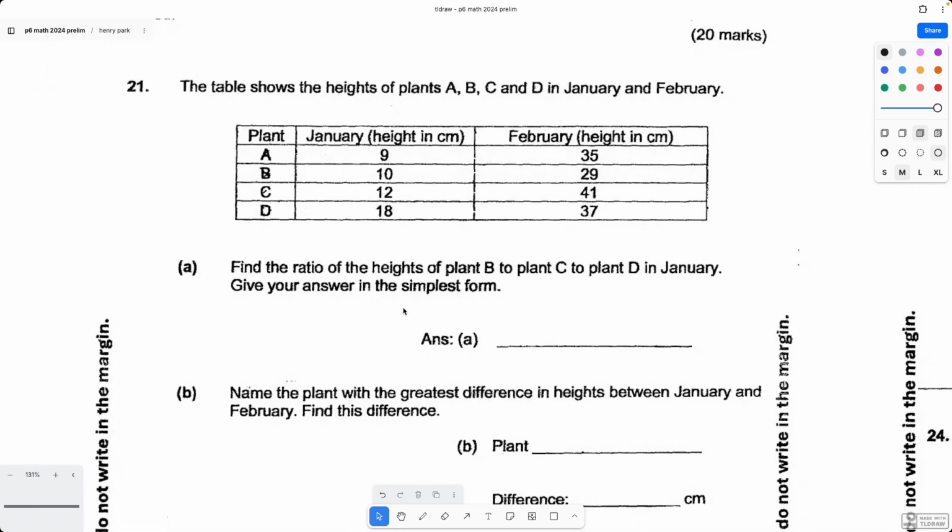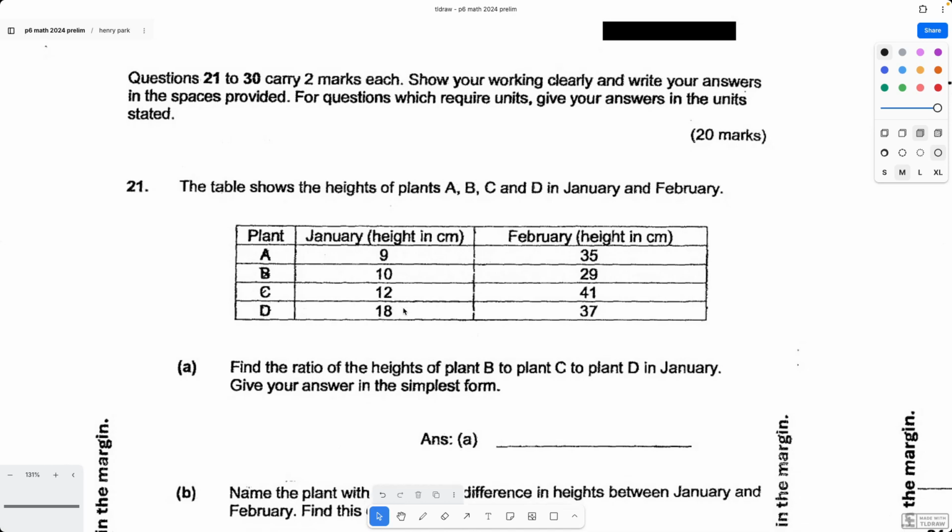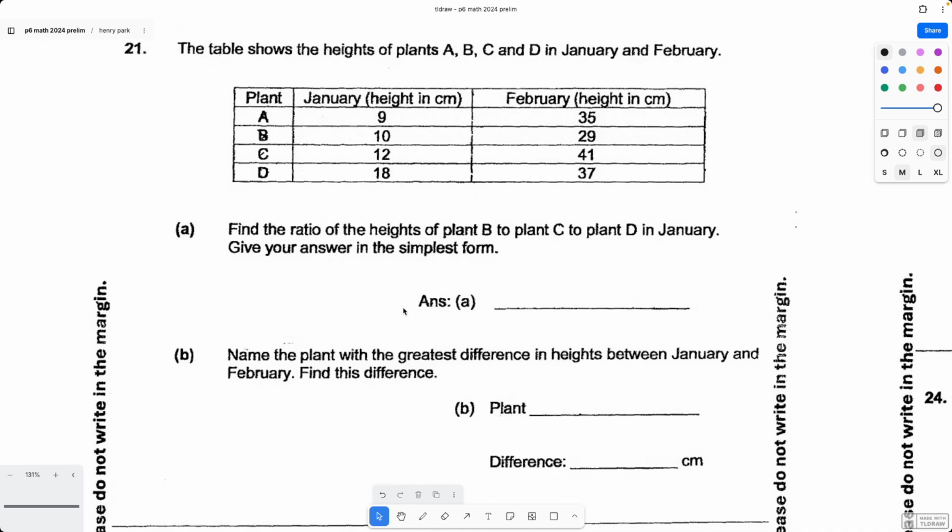Question 21. Okay, 21 says the table shows the heights of plants A, B, C, D in January and February. Find the ratio of heights of plant B to plant C to plant D in January. So plants B, C, D. So B is to C is to D. Okay, so B, C, D.